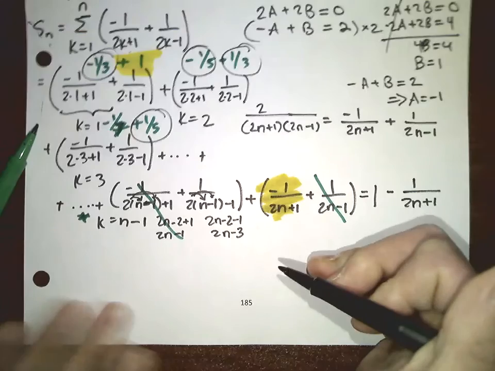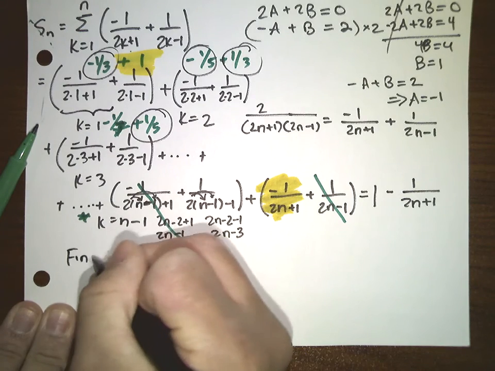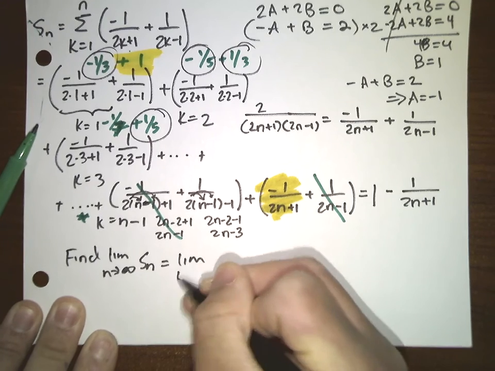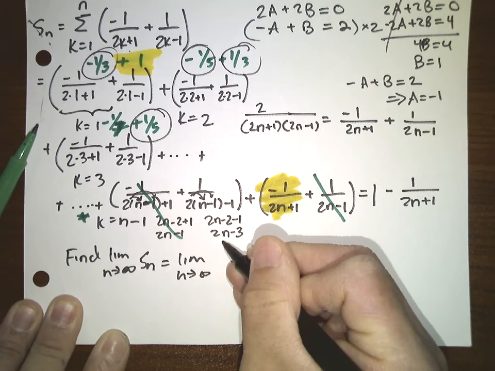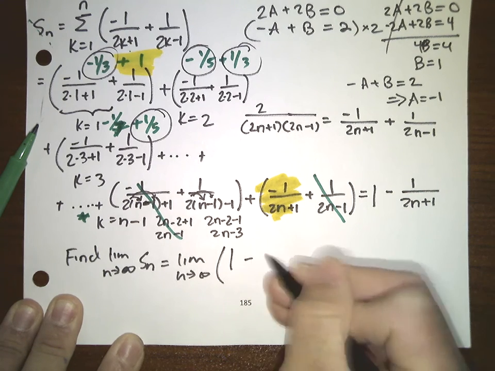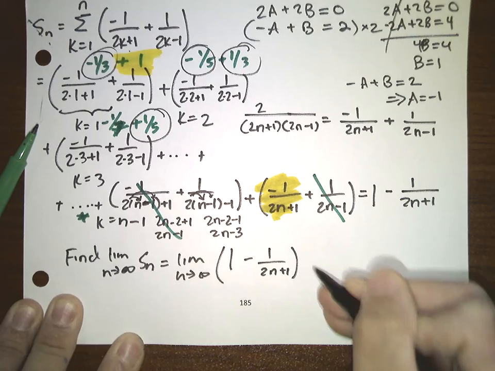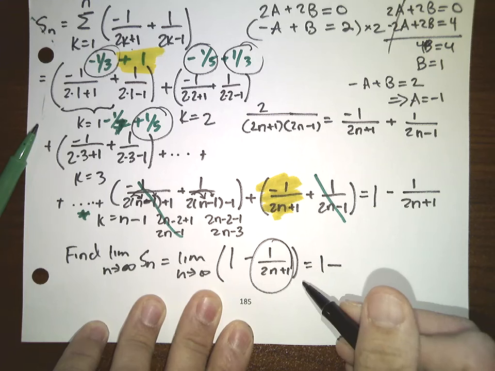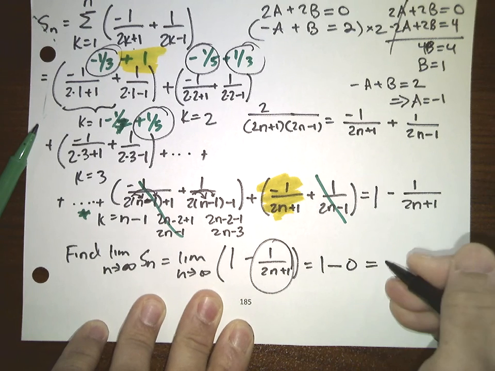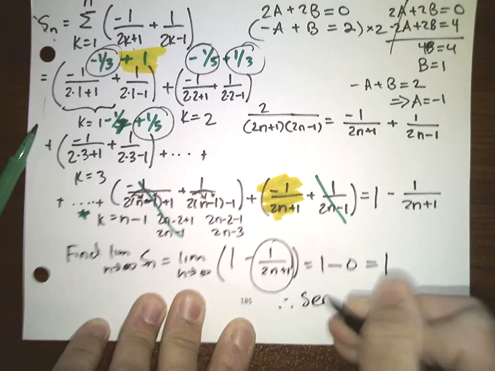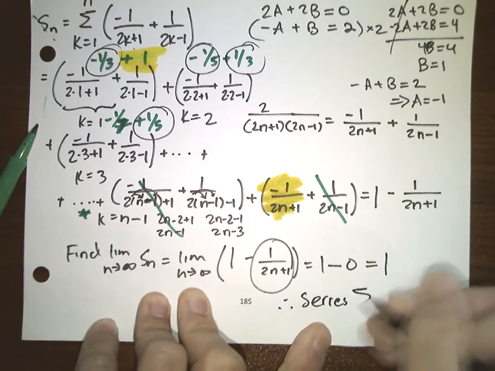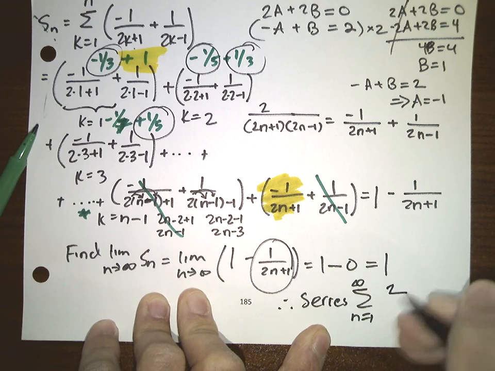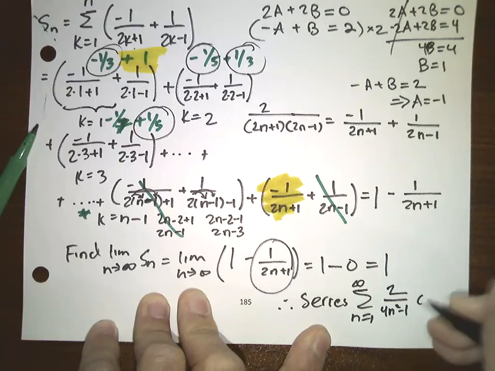And then I can go ahead and find the limit as n goes to infinity of Sn. So that's the limit as n goes to infinity of 1 minus 1 over 2n plus 1. So that will be the 1 minus the limit as n goes to infinity of 1 over 2n plus 1, which is 0. So 1 minus 0 is 1. So therefore, the original series, the sum from n equals 1 to infinity of 2 over 4n squared minus 1, converges.